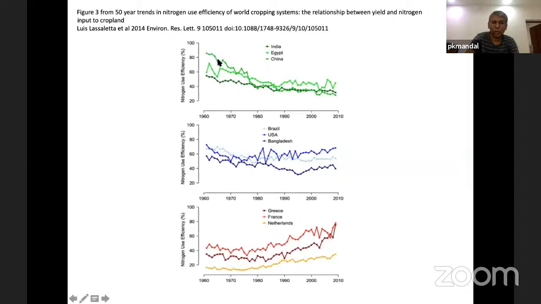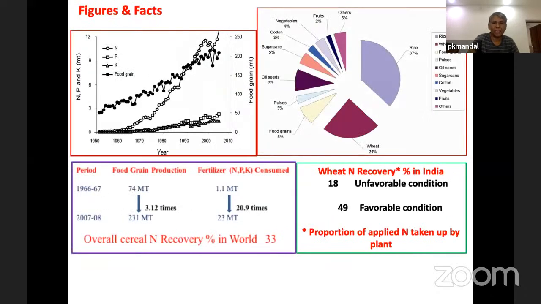On the top, what we are trying to tell is that nitrogen use efficiency in 1960, in the case of the top graph for India, was high. That means if we used a little bit of nitrogen, we got much better yield. But as days go by, we keep using more and more nitrogen, and we are not getting the yield; rather it is getting lost. That is how the nitrogen use efficiency in the top graph gradually slows down with the years.